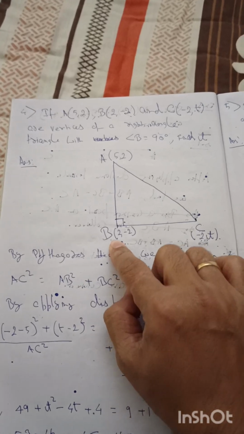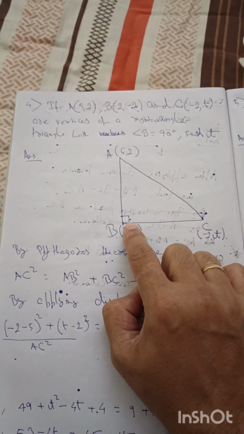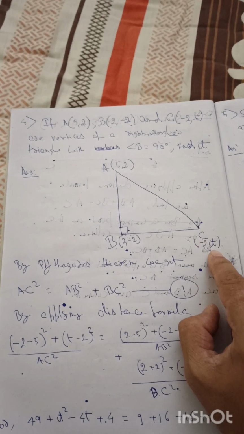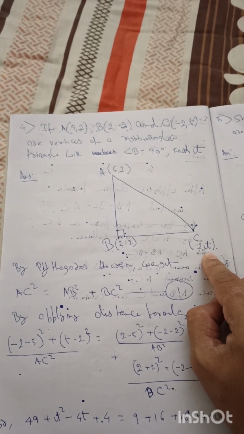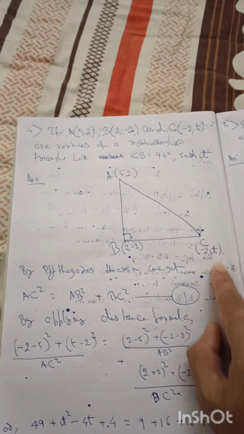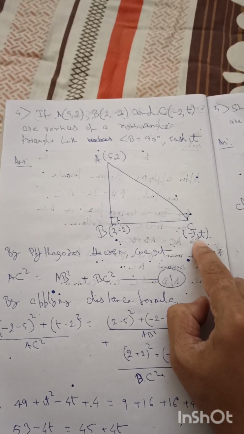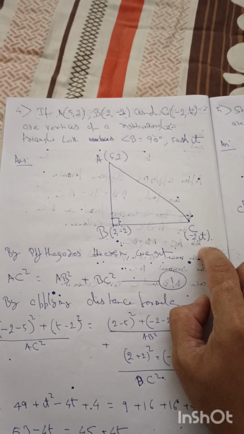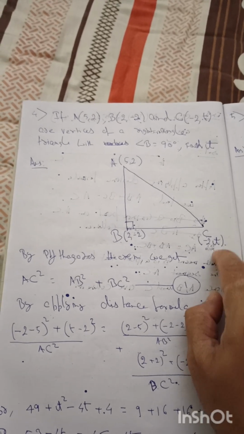Now it is given here that angle B is 90 degree and the y coordinate of C is not given. We have to find the value of this thing, the y coordinate of C, that is small t.